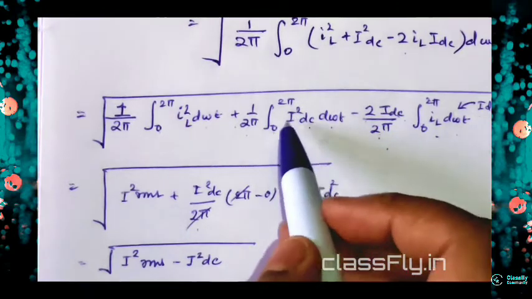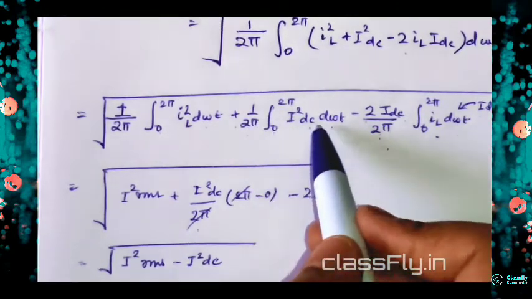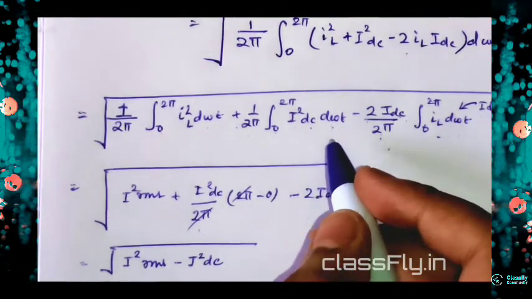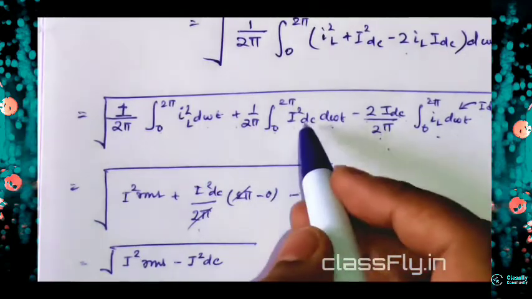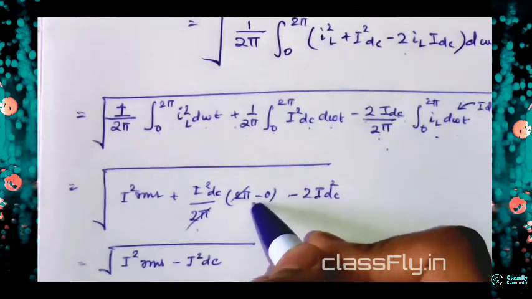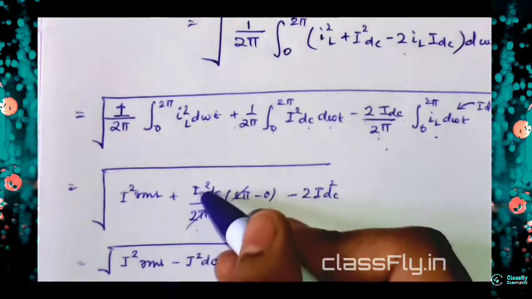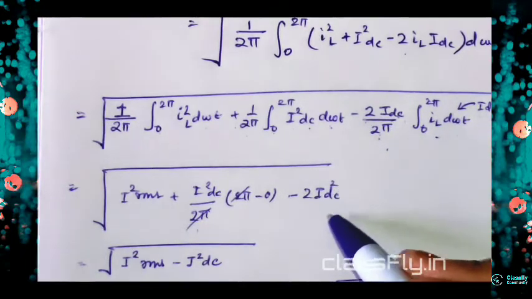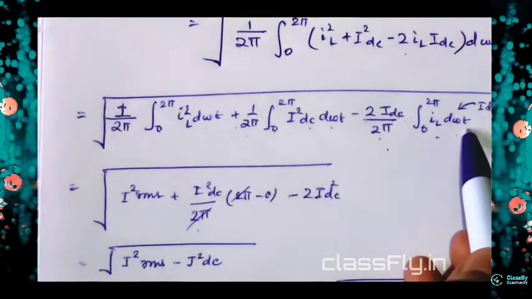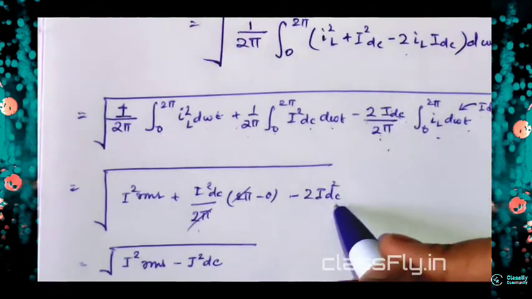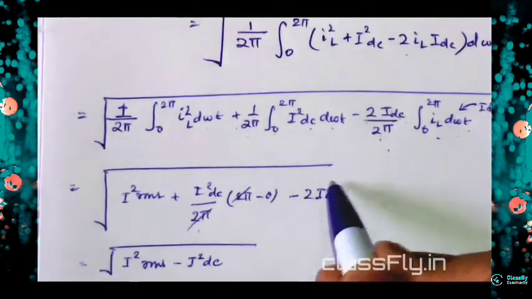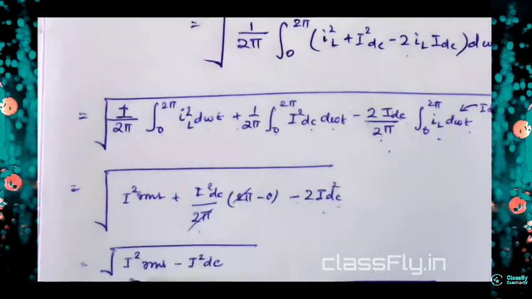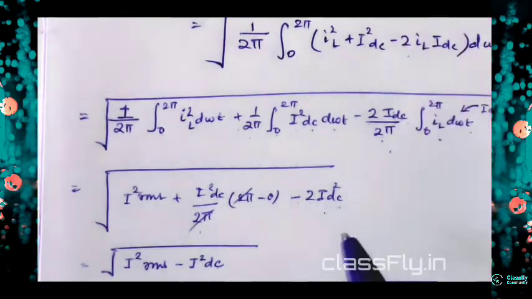How? Whenever we integrate, we take the I squared out. So what will be the integration of d omega t? That will be omega t. So we put in the limits and we get 2 pi minus 0. So the 2 pi gets cancelled, and we get I squared DC, and minus 2 I squared DC, because this is the I_DC which is the first parameter, and this I_DC makes it I squared DC. So our last part will be minus 2 I squared DC, and we get the answer as I squared RMS minus I squared DC, right?